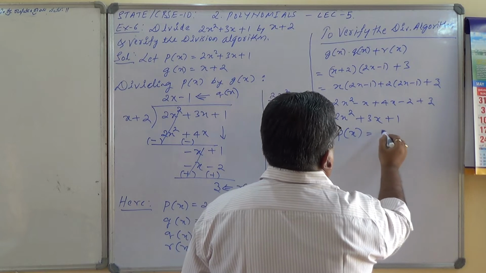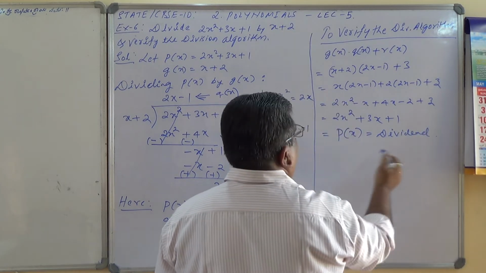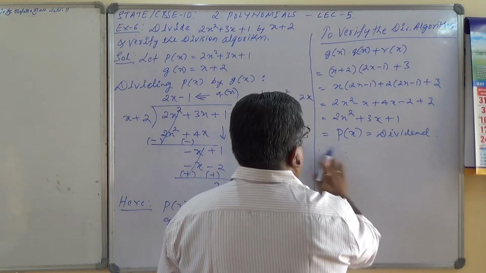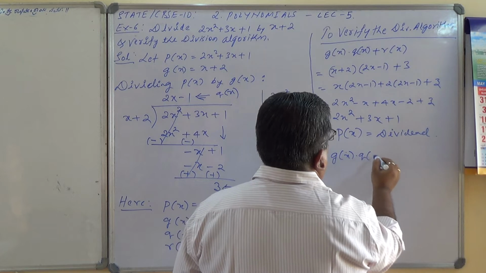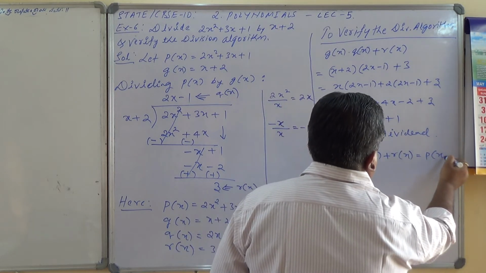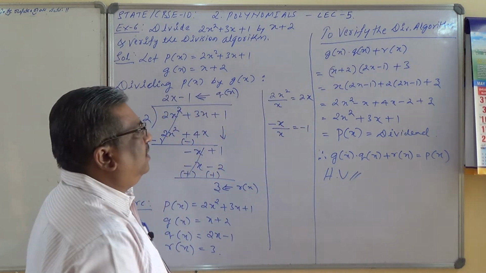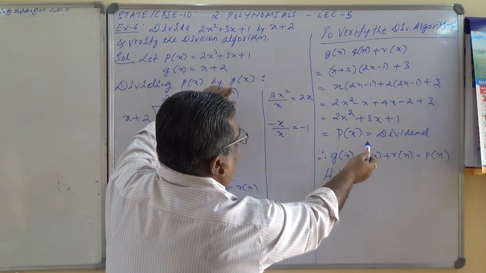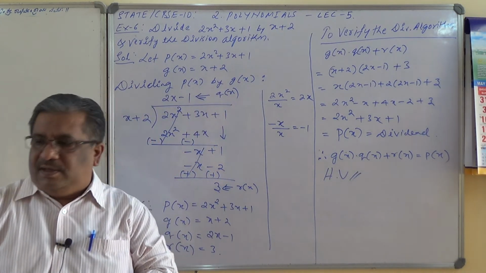And this is equal to p of x, the dividend. Hence, therefore g of x into q of x plus r of x equals p of x. Hence, verified. See, you have got p of x or not? 2x square plus 3x plus 1, 2x square plus 3x plus 1, and hence verified. So I'll take up the next question.